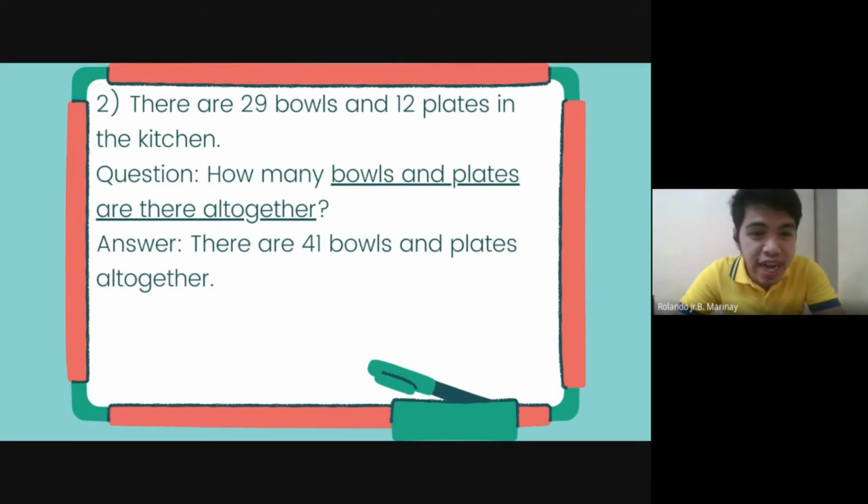So we're going to write "There are," and then the number of bowls and plates. That is 41. And then we're going to continue by getting some parts of the sentence. Since the question is how many bowls and plates are there all together, we're going to write "There are 41 bowls and plates all together." So that is how we answer in a complete sentence.